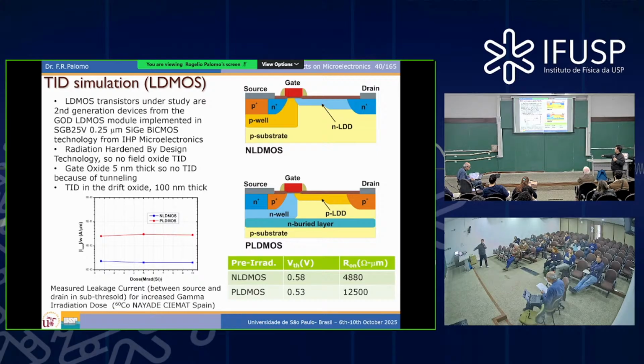And we measured leakage current in the 60 cobalt facility at CMAT, one of the best sources of gamma radiation in Europe. From that we developed a model trying to reproduce the behavior of the charges in the oxide. It's like the work that Pedro is doing in our group with you in the FA.